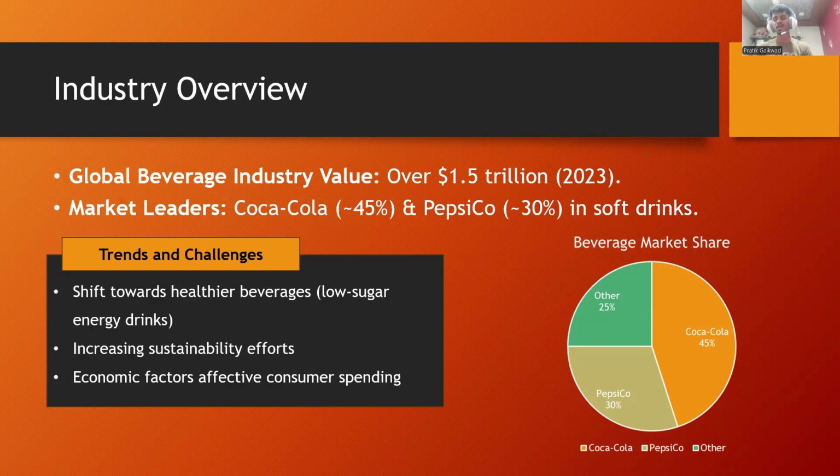Consumer preferences are shifting away from traditional sugary sodas to healthier options, such as low-calorie drinks, energy drinks, and organic beverages. This shift has forced both Coca-Cola and PepsiCo to innovate and expand their product lines to cater to the growing demand for health-conscious products. Sustainability has also become a major focus.